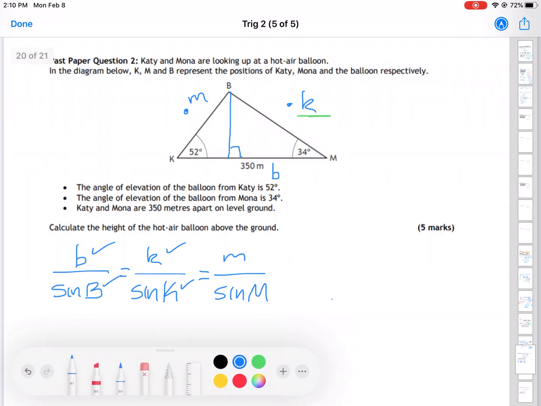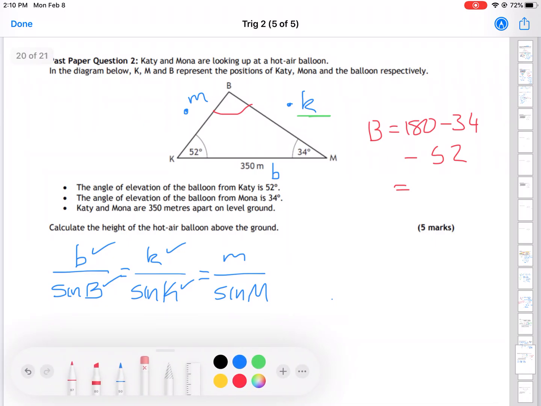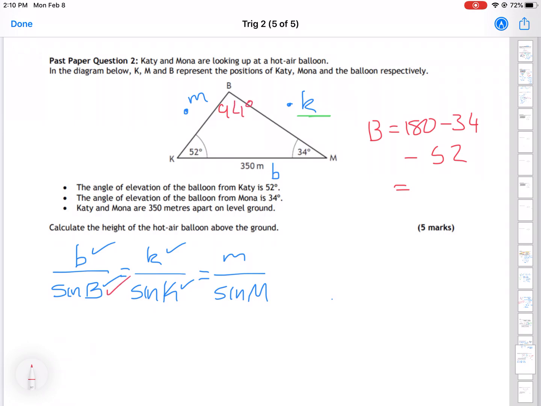So again, remember, if we're working with a triangle, we've got two of the angles, we can find the missing angle that we need to find as well. So angle B is 180, take away 34, take away 52. And we'll get the angle up there at B, which is 94. That's 94 up here, and we now have angle B, so we can use that in the calculations.